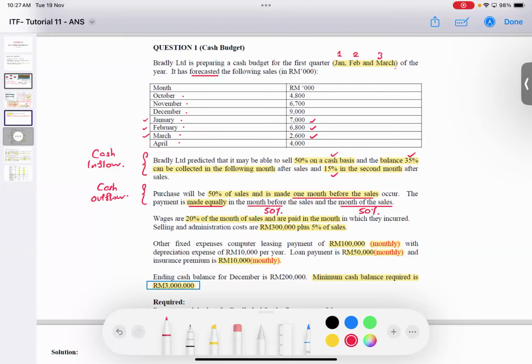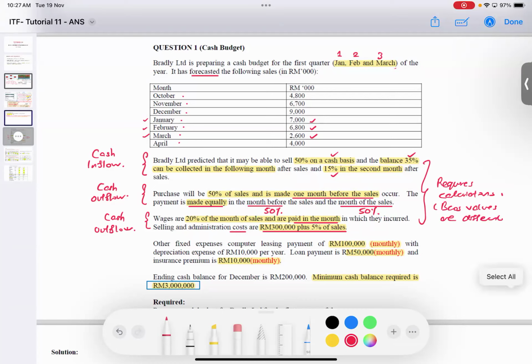Okay, wages are 20% of the month of the sales and are paid in the month itself, and also sales and administration costs are 300,000 plus 5% of sales. All these later we are going to calculate, and these are all our cash outflow. So far, these three require calculation. Why? Because the values are different across the months. Okay, they require calculation because values are different, or may vary, in every month.